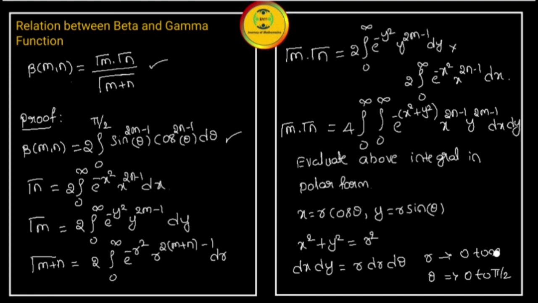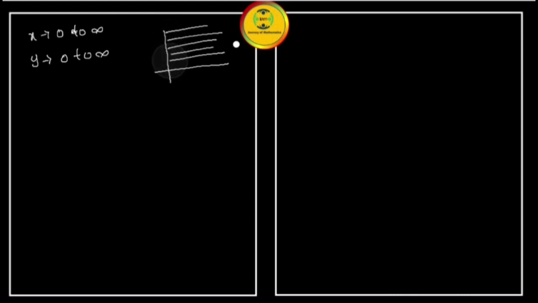R ranging from 0 to infinity, theta ranging from 0 to pi by 2. How we got these limits is by identifying the boundary region: x ranging from 0 to infinity, and in the same way y ranging from 0 to infinity. X value ranging from 0 to infinity means x is 0 on the y axis, so that means this part, and y value ranging from 0 to infinity means y is 0 at the x axis, that means this part.